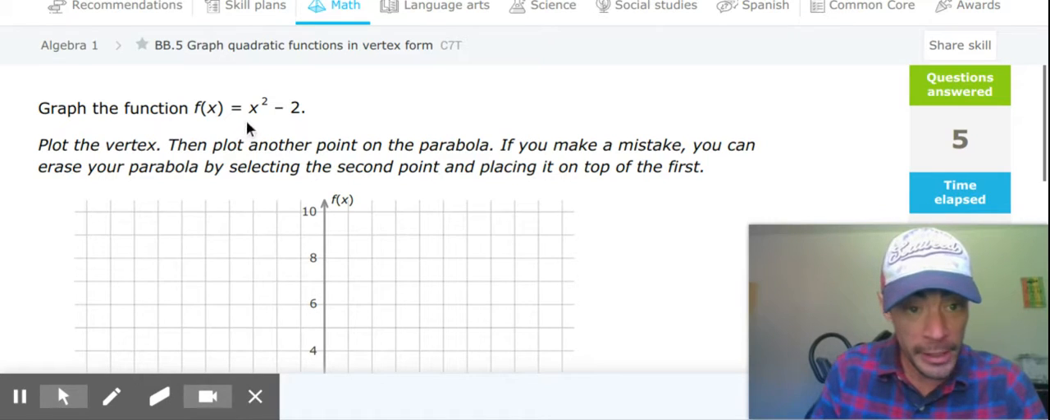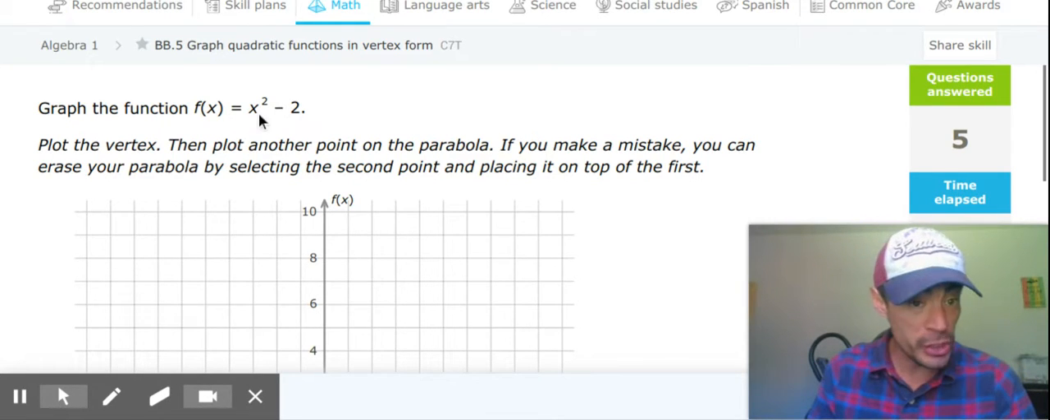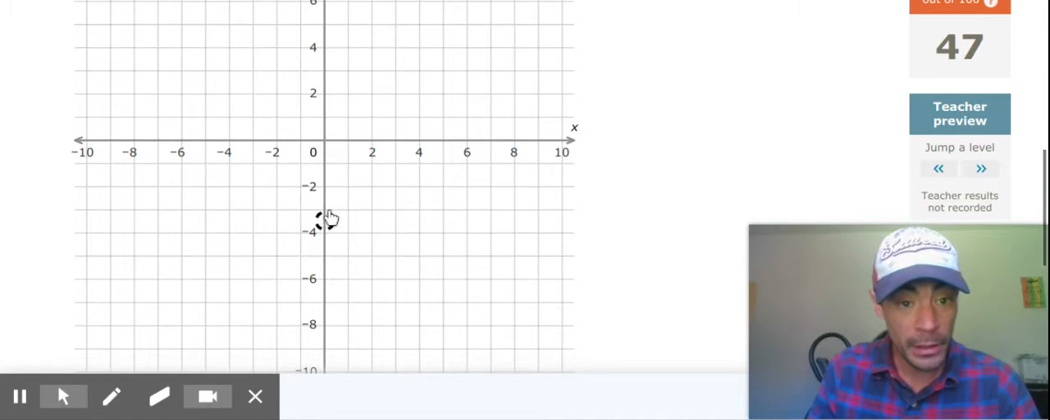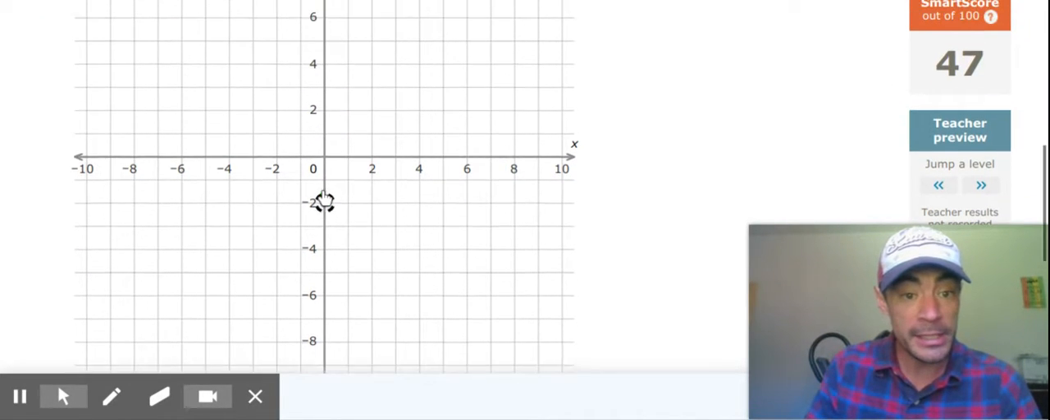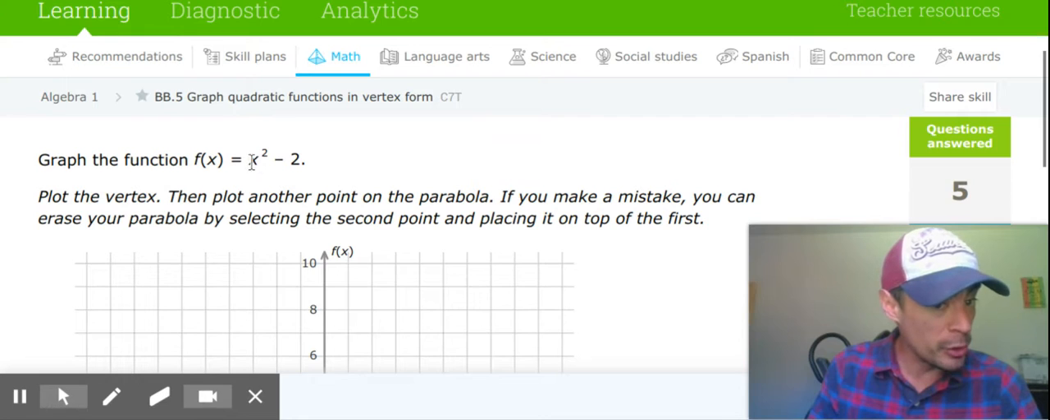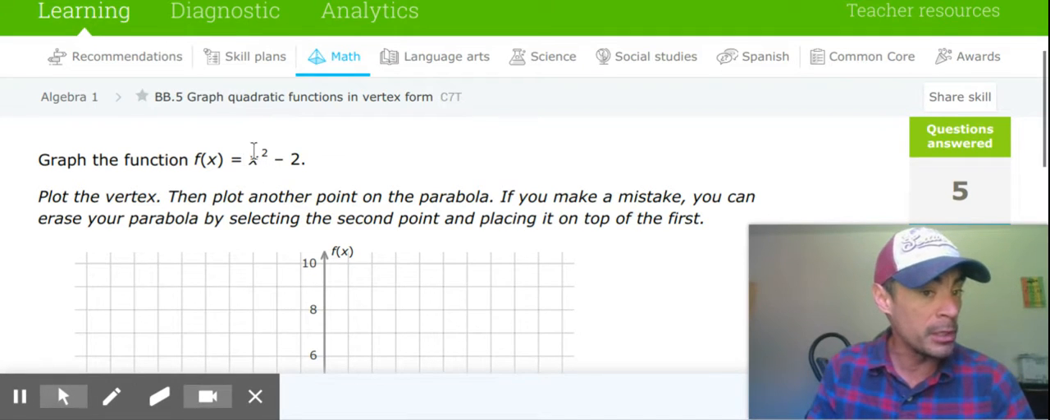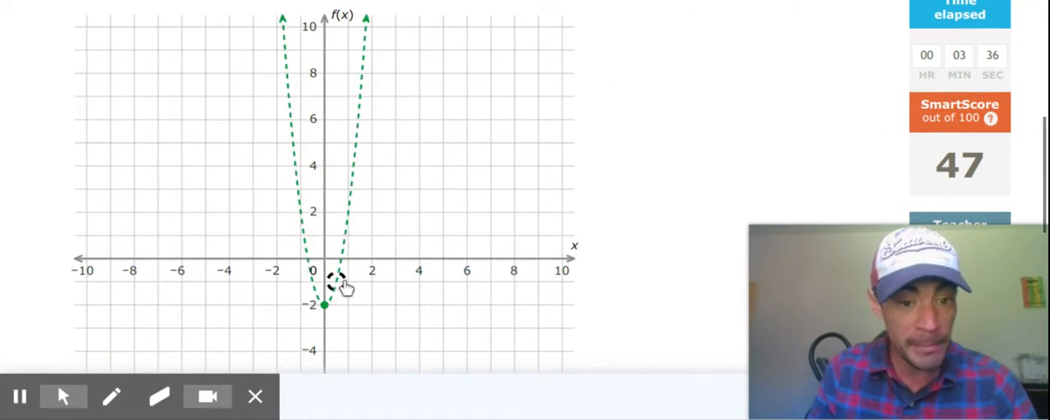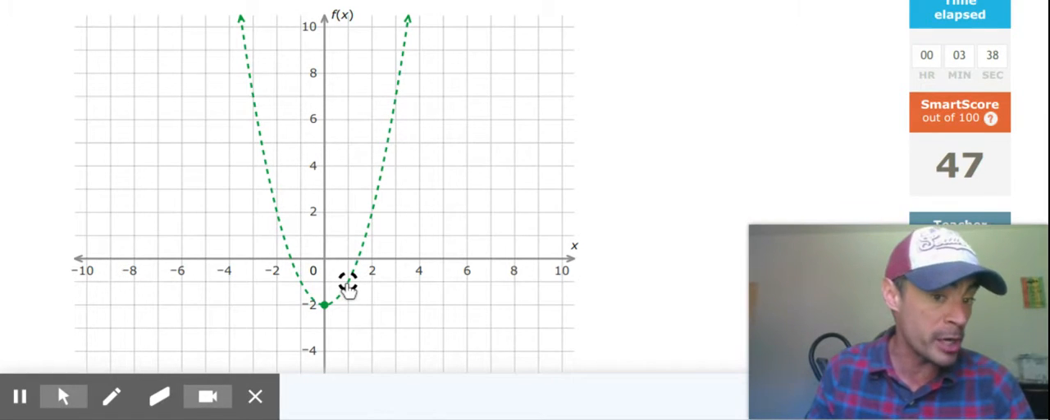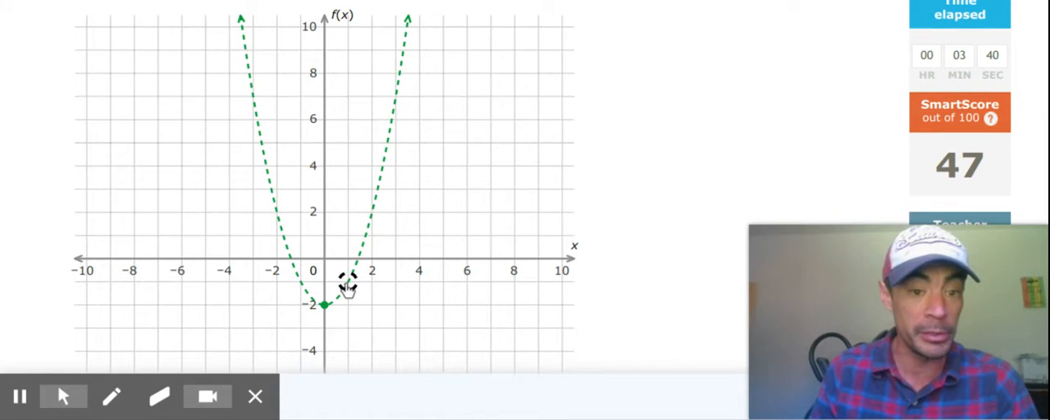Okay, here we have another translation that is down 2. It's still opening up, and there's no vertical stretches. The a value is still 1 because I don't see a number. I don't see a coefficient in front of the x squared. So that still maintains the same shape and direction as the original parabola.